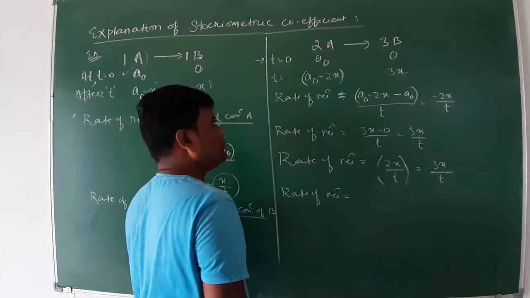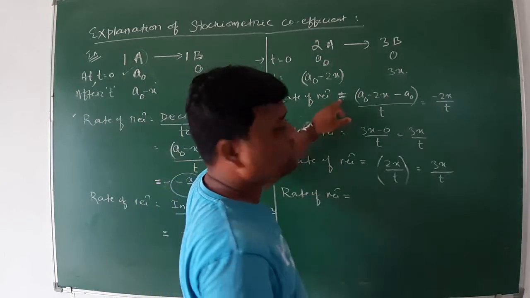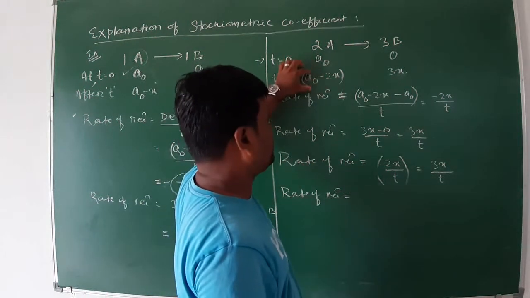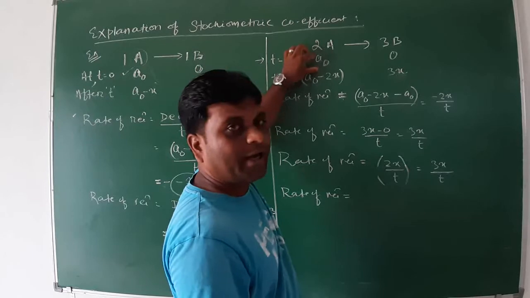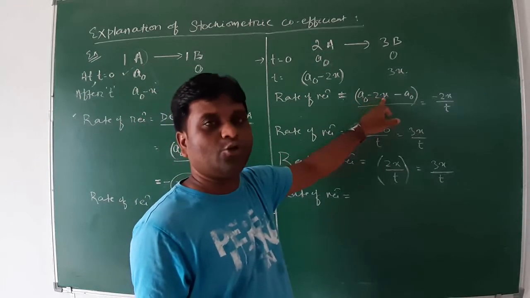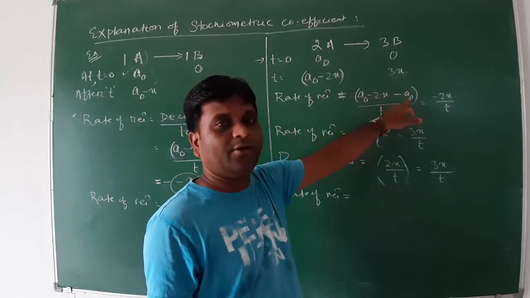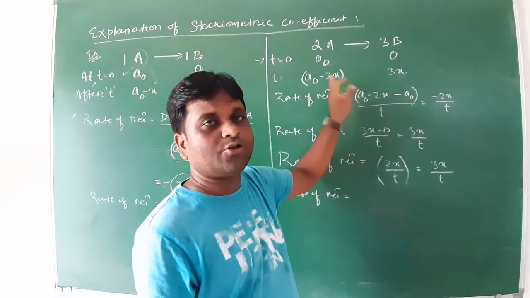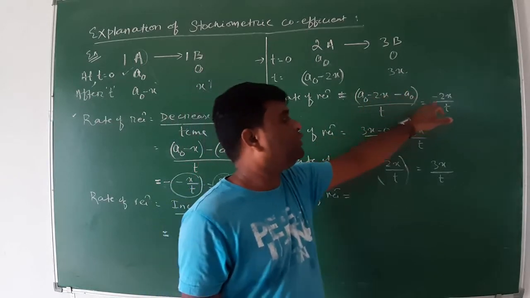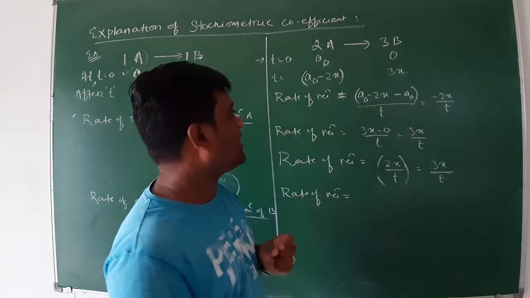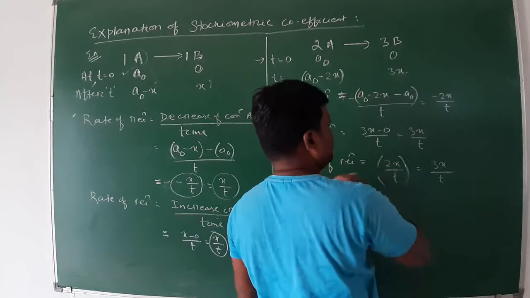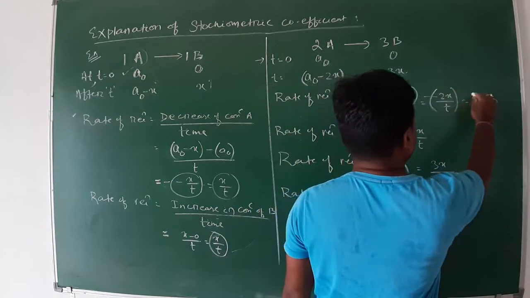So according to the rate expression, if we are expressing the rate of reaction in terms of reactant, then we can write the change in concentration, that is final concentration minus initial concentration. Final concentration is A naught minus 2x and the initial concentration is A naught, divided by the time interval, t minus 0, that will be t. So cancelling A naught and A naught, it will be minus 2x by t. Also from the starting we know that the rate of reaction is always positive, so we have to put a negative sign here. So minus of minus 2x, it will be 2x by t.